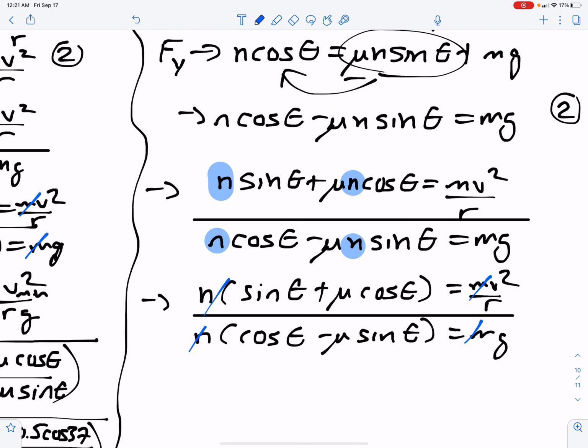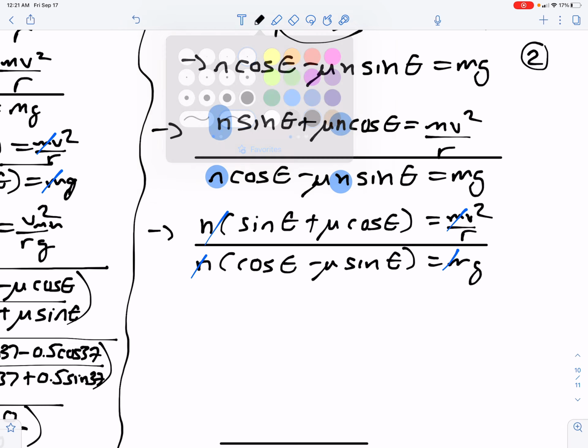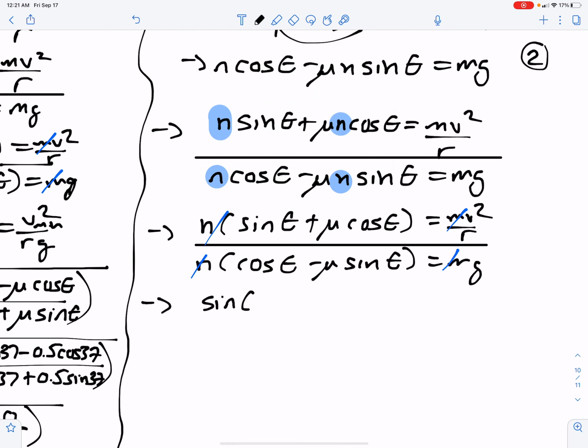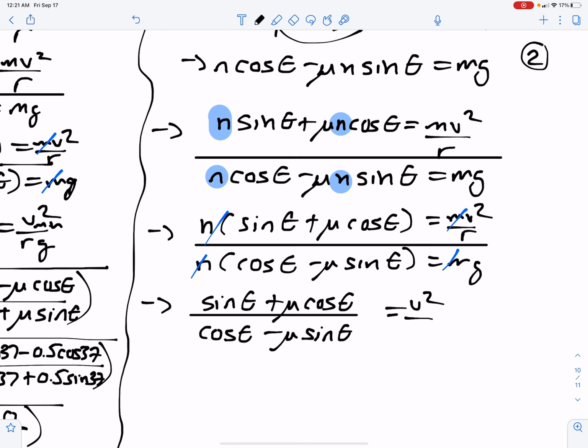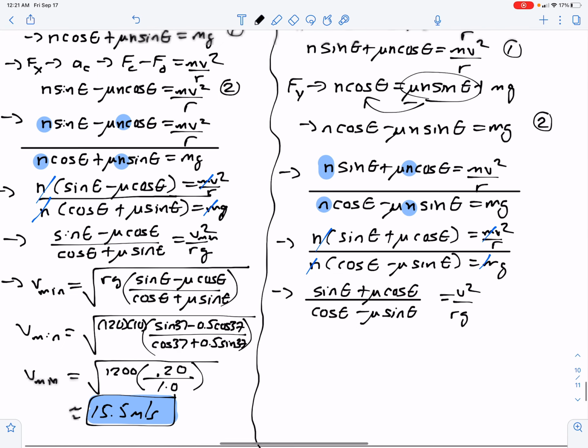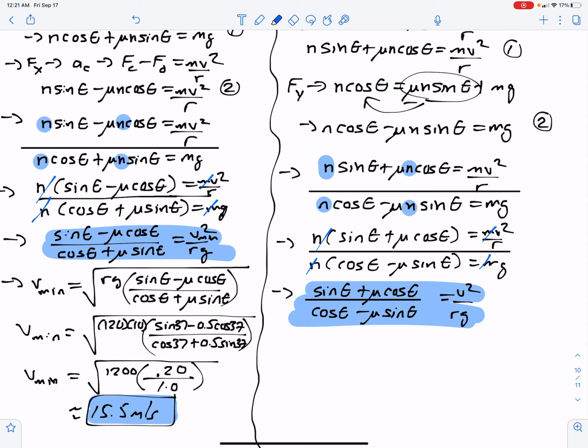Before we go any further, yes, the same things cancel. And yes, we end up with nearly the same result. So sine of theta plus mu cosine all over cosine of the angle minus mu sine equals v squared over rg. Let's pause and reflect on this for a minute. Minimum speed, we have this equation. Maximum speed, we have this equation. What's really the difference? Minimum speed, we have minus on the top, plus on the bottom. Maximum speed, the signs are reversed, aren't they?